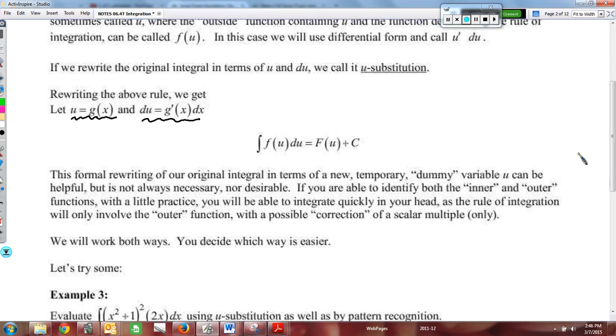All right, so the one thing I want to talk to you about is this formal rewriting where I let u equal and then I show the derivative. If you need to do it, do it. But sometimes once we recognize the pattern of the unpacking of the box and then we know we have to put it back in, we don't always have to show that step.